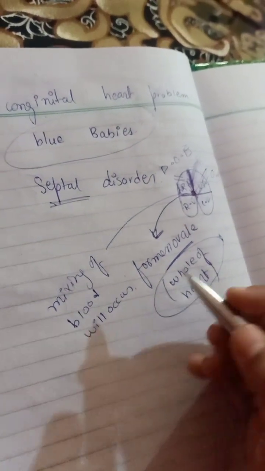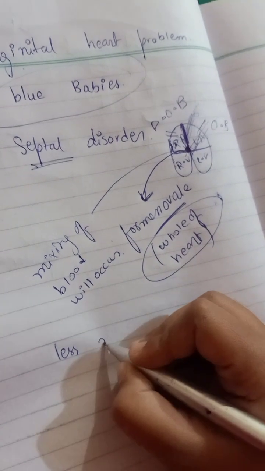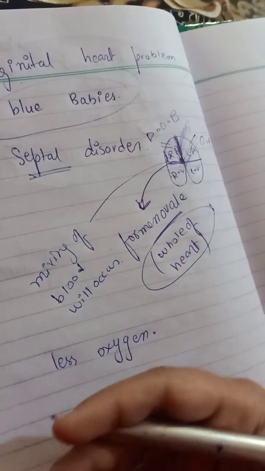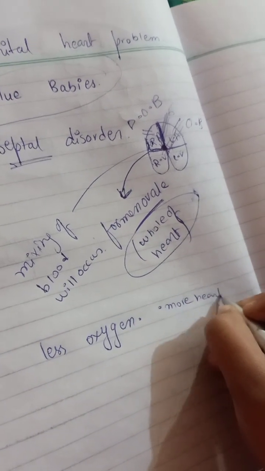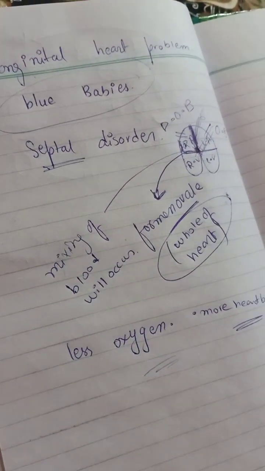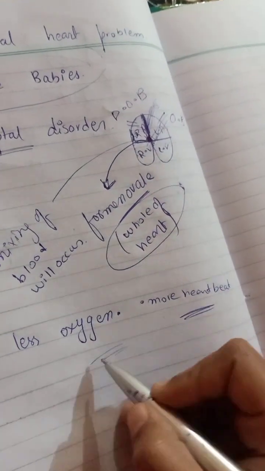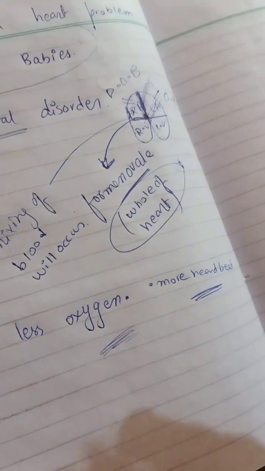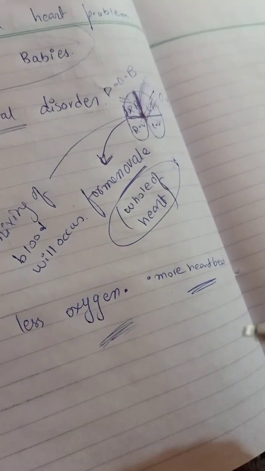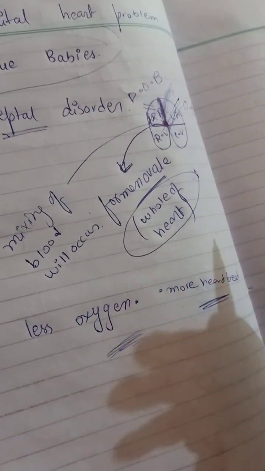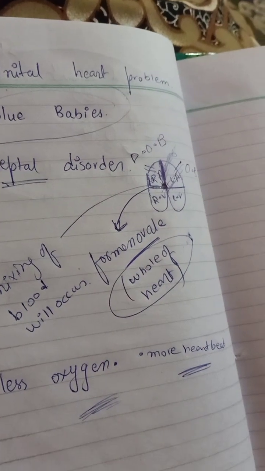This can cause death too, because of the lack of oxygen. If there is a foramen ovale defect, there will be less oxygen in the body. The baby cannot run much because of the less breathing, and the heartbeat will be faster, which can cause problems. Nowadays, with more technology, many kinds of operations are available for this, so it's common now. But it is very dangerous and can cause death too. So that is a septal disorder.